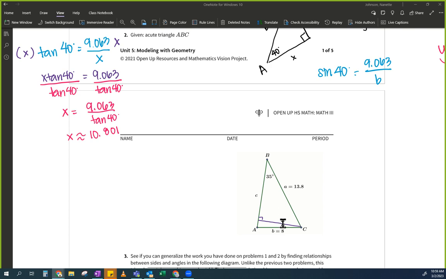I either need two sides, or I can have an angle and a side. Having two angles doesn't help me besides the 90 degrees. That doesn't help me because I need a side.